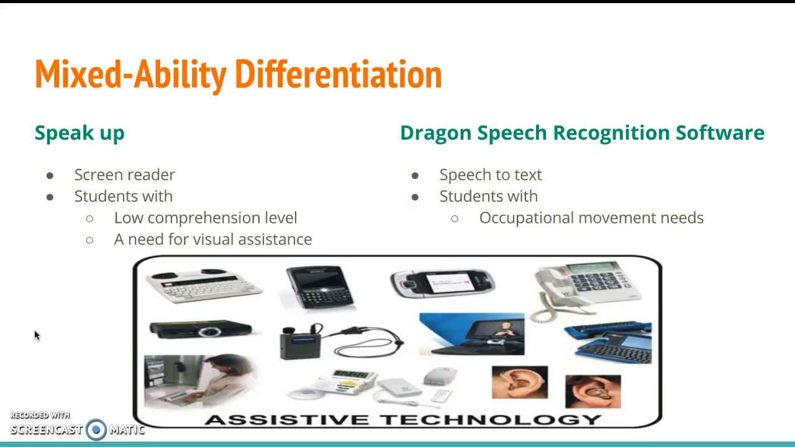Speak Up, it's a screen reader. Students with low comprehension level and a need for visual assistance can use this. And next is Dragon Speech Recognition Software. It's a speech-to-text, and students with occupational movement needs can use this.